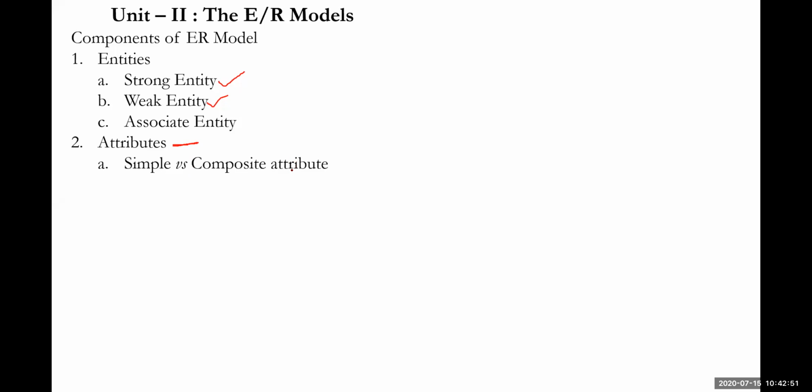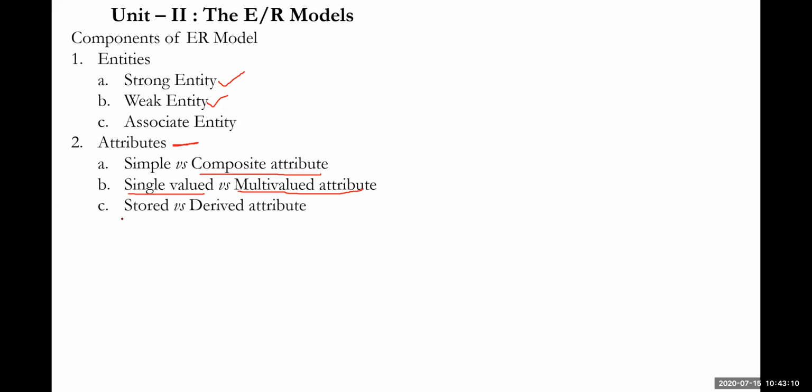Then how many kinds of attributes are available as far as the entity relationship diagram is concerned? First kind is simple versus composite attribute. Then the second one is single valued versus multi-valued attribute. And the third one is stored versus derived attributes.